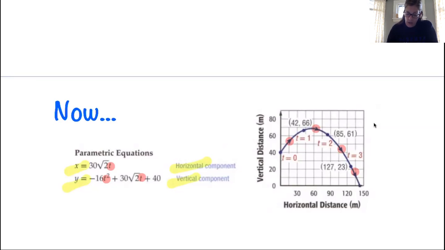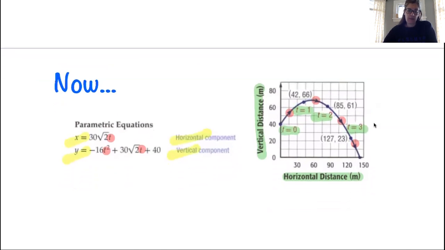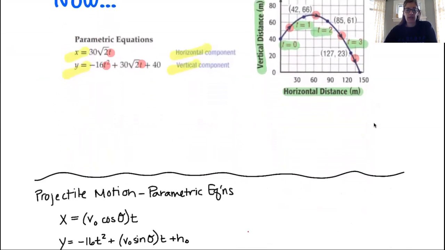We know the horizontal distance, we know the vertical distance, and we can also find the different times that it's at those particular positions. That's really key to understanding why we're looking at these two equations instead of just one like we've seen before. So now we know more information.